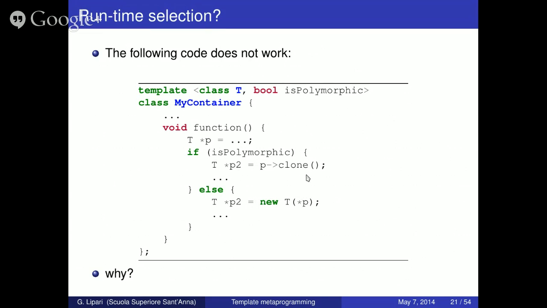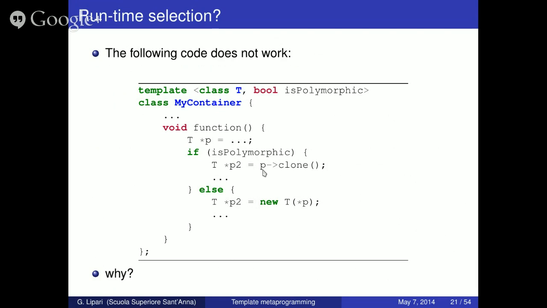And most probably, for non-polymorphic code, there is no clone function. But the fact is that the compiler has to compile both, right? It cannot eliminate one of the two. It has to compile both. Maybe the optimizer will eliminate one of the two, depending on whether is polymorphic is true or false. But the compiler must compile both. And then maybe the optimizer will eliminate one.